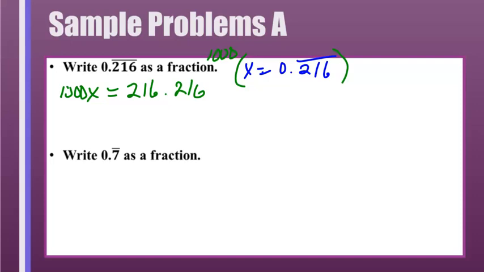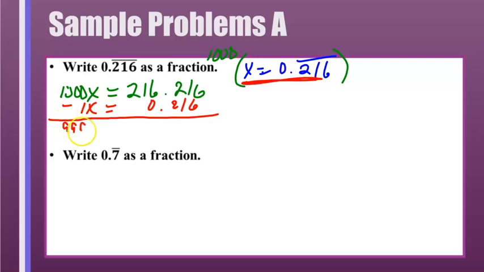Now what we want to do right now is take this original equation and subtract it from here. So that's minus 1x equaling 0.216. And the reason why we want to do that is because now that gets rid of the repeated parts. So now we've got 999x equaling 216. Now to get x by itself, I'm just going to divide by 999. And now we have x equaling 216 divided by 999.